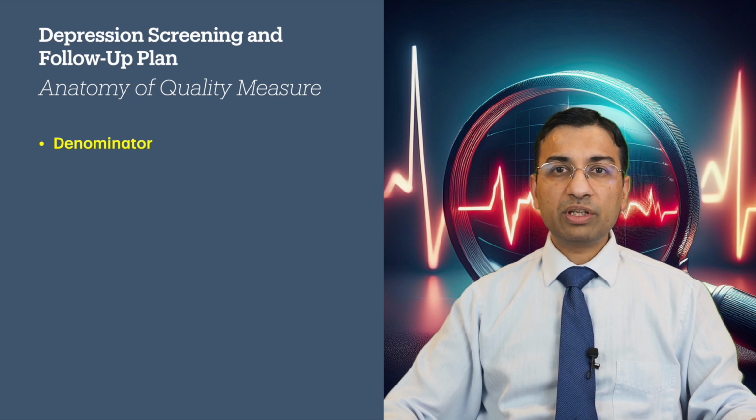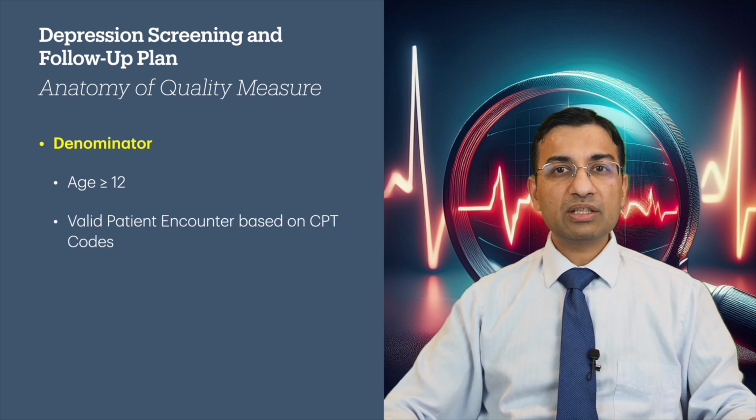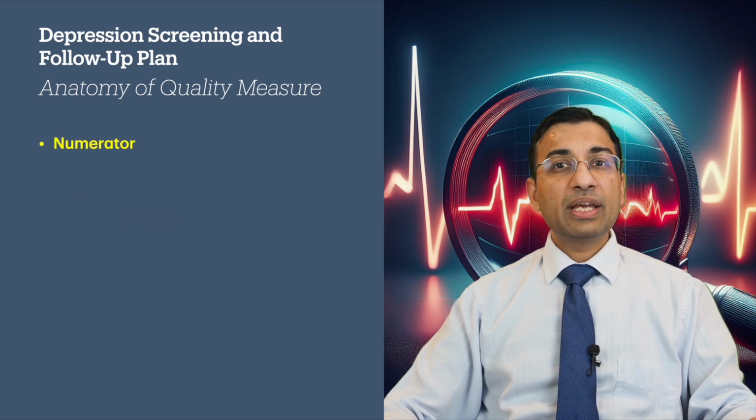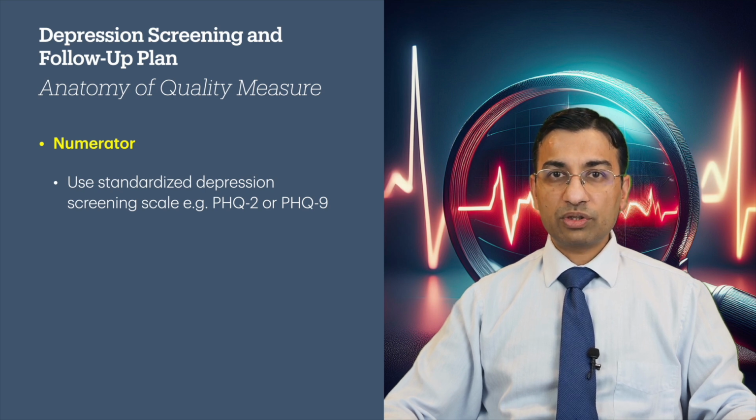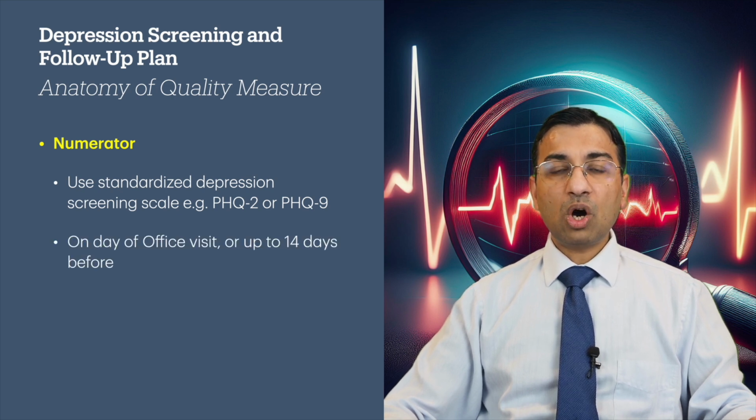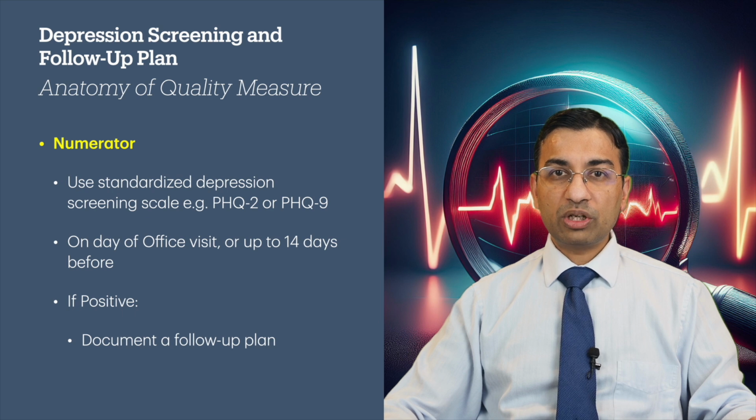Let's break down the quality measure into its individual parts. First is the denominator, which defines the total number of eligible patients, which in this case of depression screening includes anyone over the age of 12 who's had a valid patient encounter based on billing CPT codes in the last 12 months. To meet the criteria for the numerator, a standardized depression screening tool such as a PHQ-2 or PHQ-9 should be used. Depression screening should be performed on the day of the encounter or up to 14 days before. If the depression screen is positive, a follow-plan should be documented.